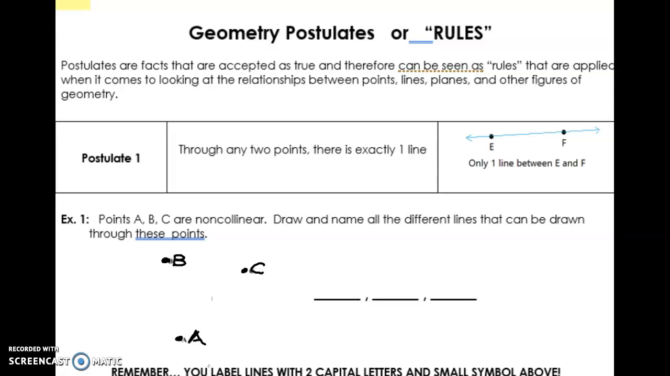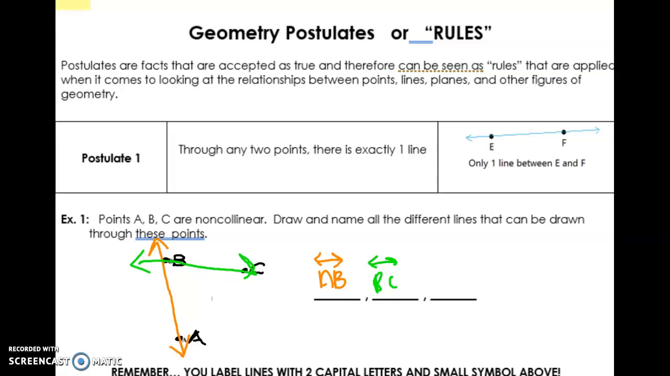So looking at the first example, if we're given 3 non-collinear points, A, B, and C, so they're just hanging out in space, we can connect 2 points to make a line. So I could draw a line and connect point A and point B. And on the space here, we could label that as line AB. Same with BC. I can connect them with a line and label it using capital letters with the symbol above it.